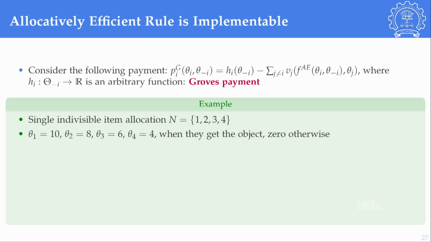So, if they have reported it, what is the allocatively efficient outcome? So, single indivisible item. So, that means the allocation can be like those a1 to an, where each of these things can be either 0 or 1, and the sum should be less than or equal to 1. That means you give the item to at most one agent, and you can even not sell that item.